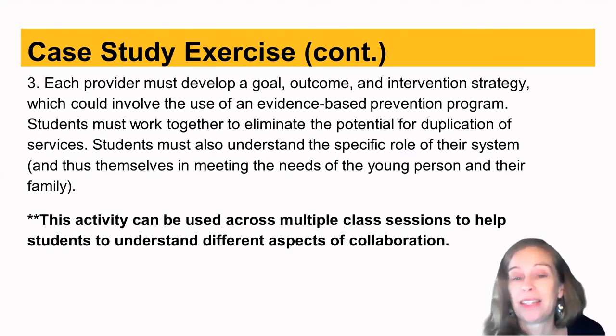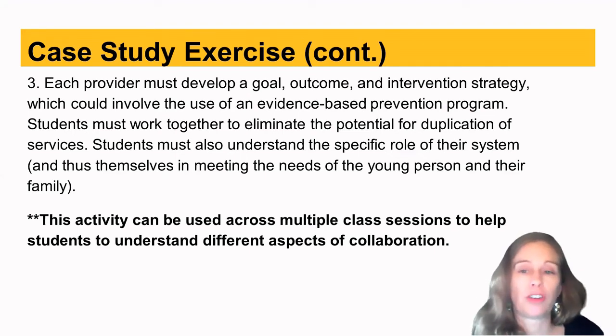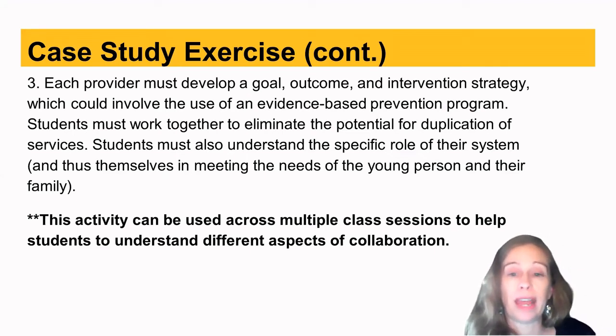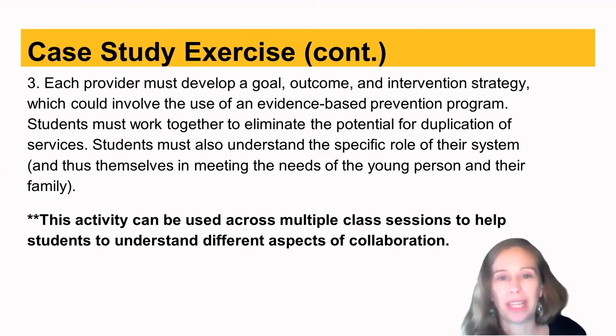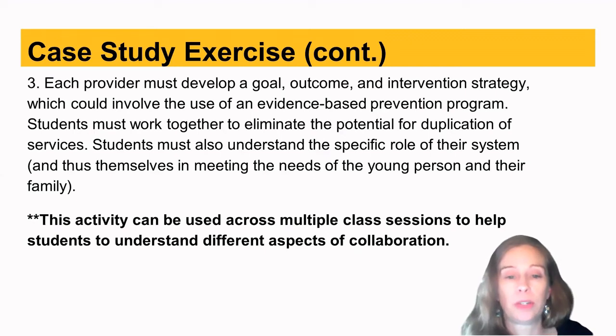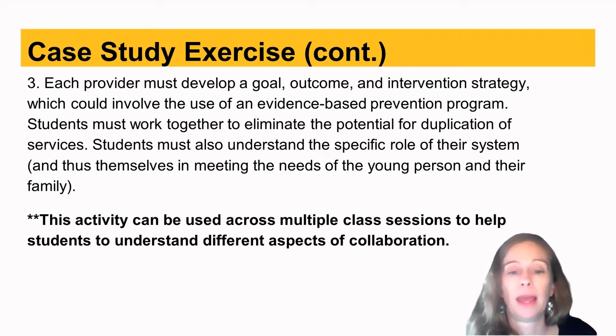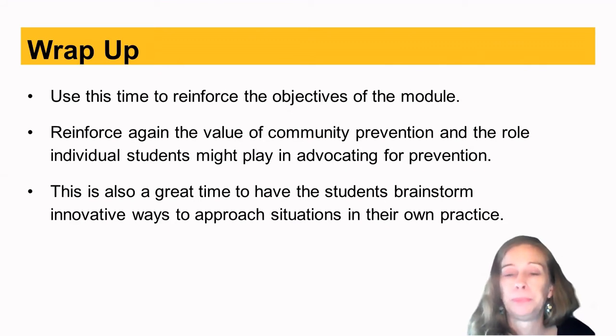Each provider has to develop a goal, outcome, and intervention strategy, which could involve the use of an evidence-based prevention program. Students must work together to eliminate the potential for duplication. Again, back to the issue of agencies working in silos and sometimes duplicating services. They must also understand the role of their system in meeting the needs of the young person and their family. This activity is great, and it can be used across multiple class sessions to help students understand the various aspects of prevention and collaboration.